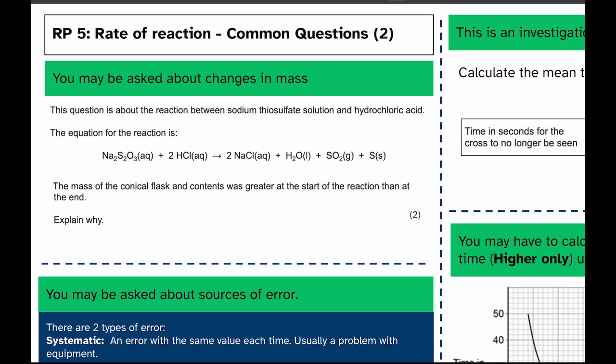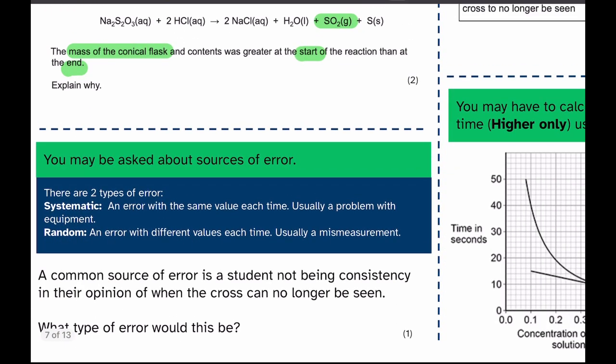Explain why the mass of the conical flask and contents was greater at the start than at the end. We've already said why. It's because one of the products is a gas, 1 mark. There is no bung in the conical flask, therefore the gas escapes into the atmosphere. So that's why the mass decreases.